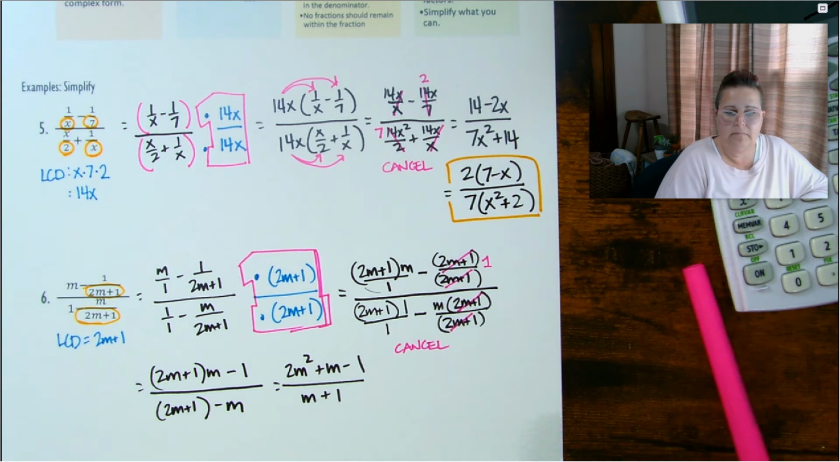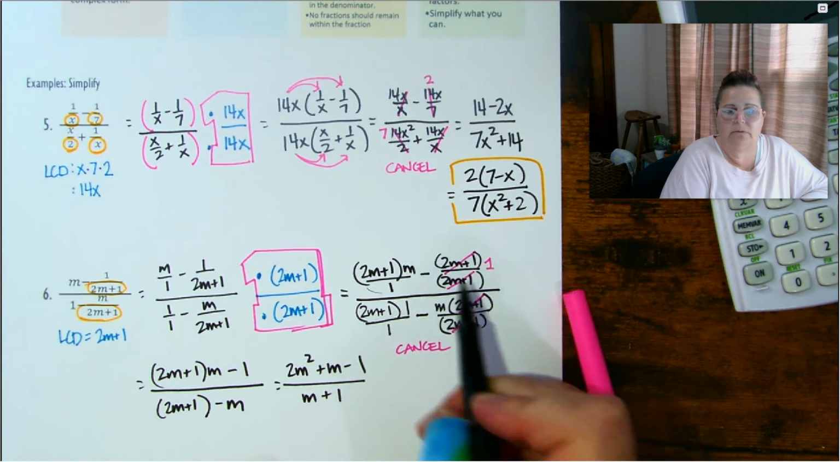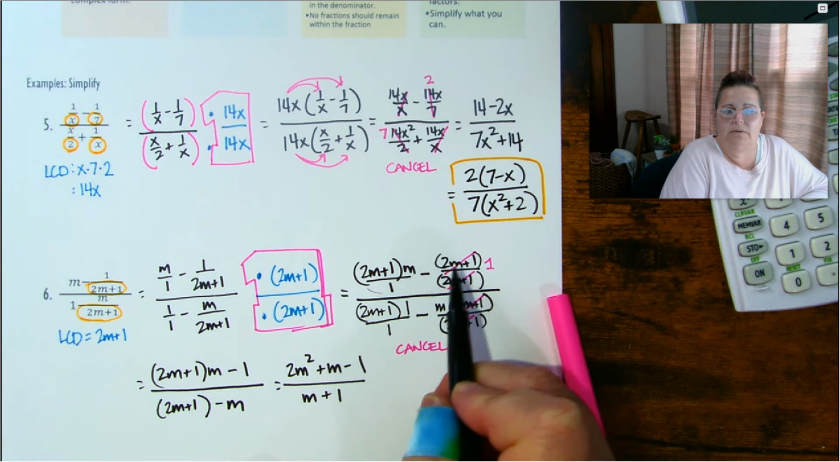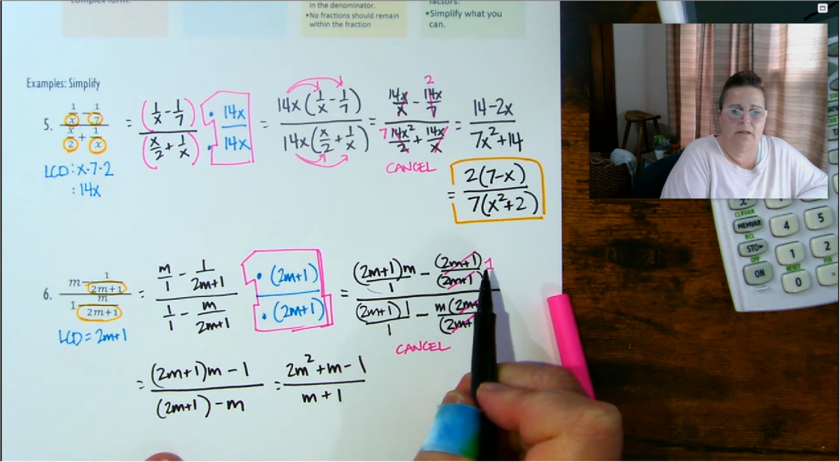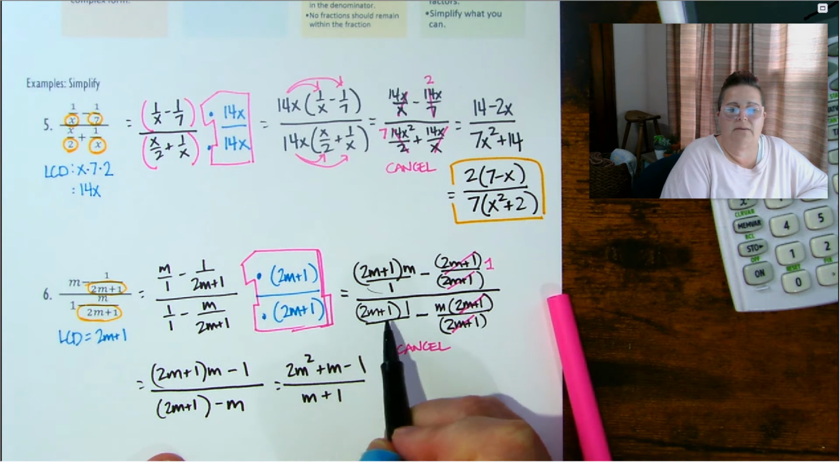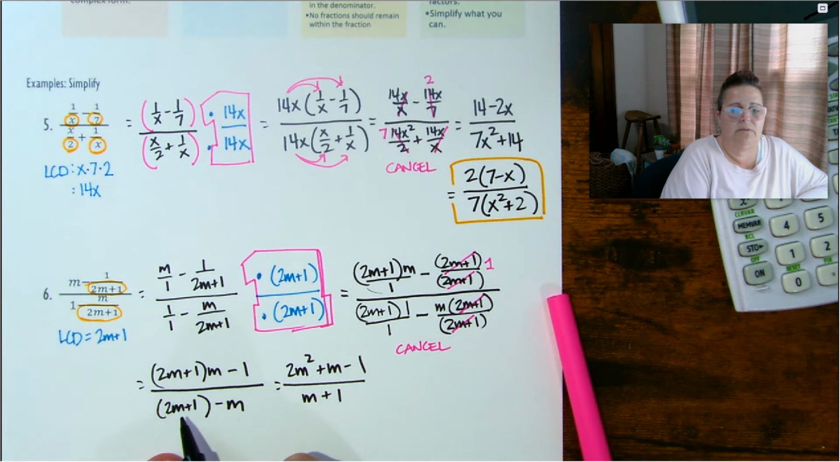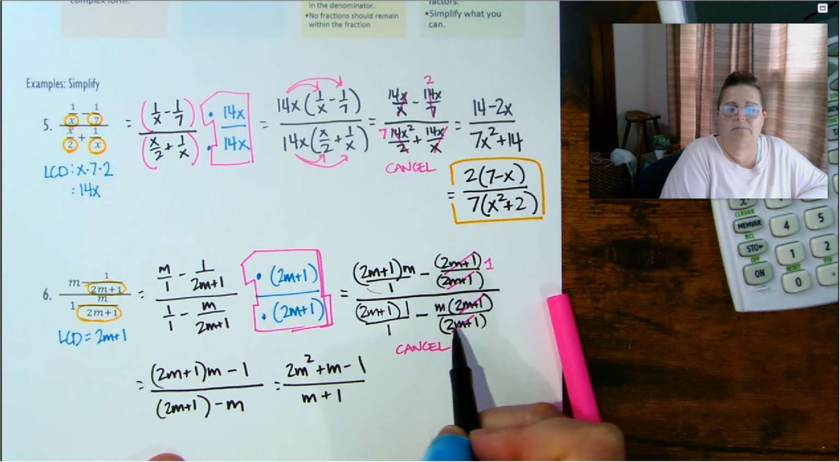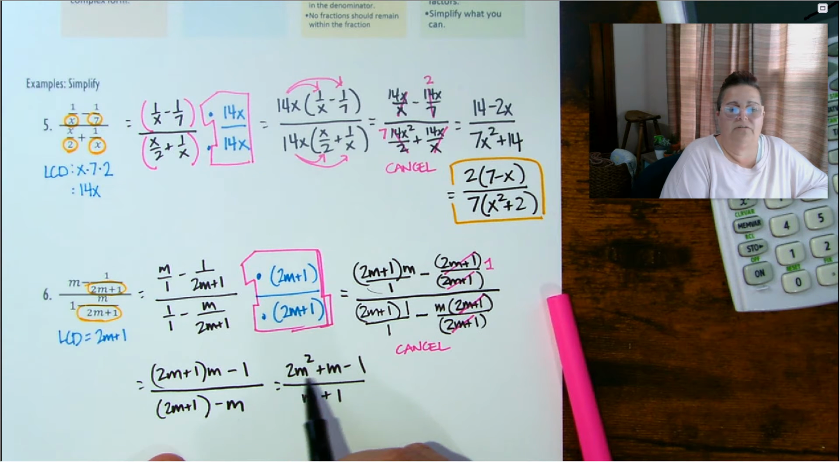Okay. I can't remember where it jumped to, but I was canceling. 2m plus 1 cancels out, leaving me with a 1. So this 2m plus 1 times m is repeated over here. Over 1 doesn't make any difference. Minus 1. And then the 2m plus 1 over 1 is just a 2m plus 1. Minus, here the 2m plus 1 cancel, leaving me with just an m. Simplifying, I have 2m squared plus m minus 1 over 2m plus 1 minus an m, which is just going to leave me with an m plus 1.